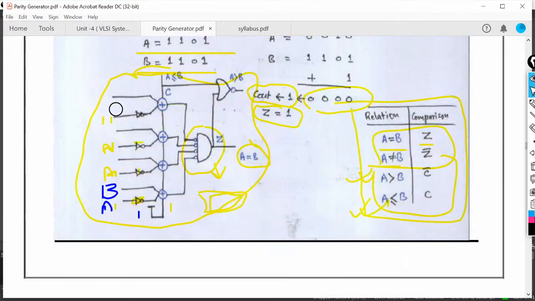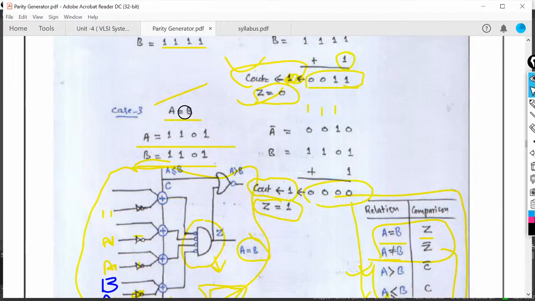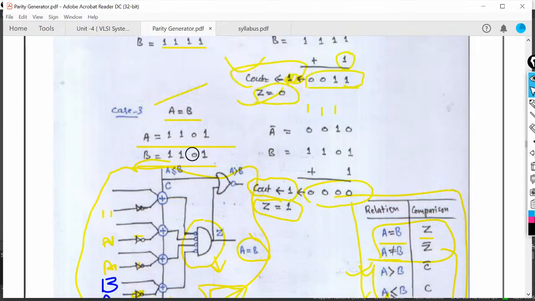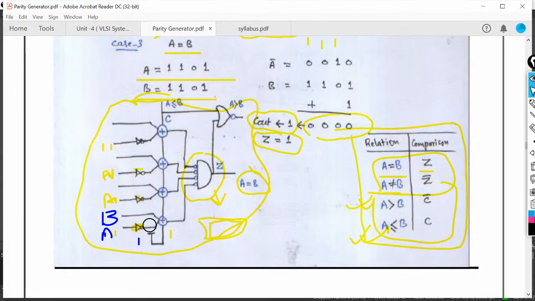Suppose I am giving all bits are equal, so at the time a equals b. So when a equals b, we will get carry out equals 1 and z equals 1. Okay, we will see how this condition exists.